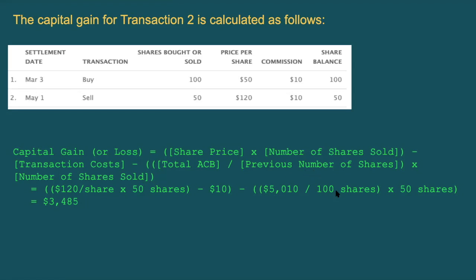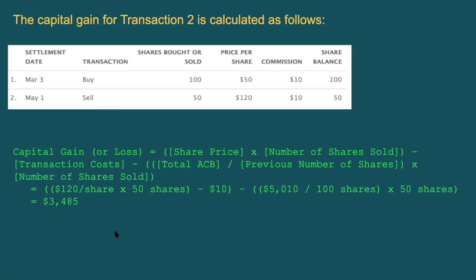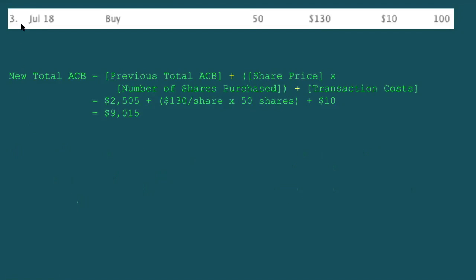So in our example, the share price was $120 multiplied by the 50 shares that were sold minus the commission fee minus the total ACB, which in the previous example was $5,010, divided by the previous number of shares, which previously we had 100 shares, multiplied by the number of shares sold, which is 50, and we come up to a total of $3,485. So that was the gain. So now we've calculated the capital gain from transaction number 2, as well as we have a new total ACB for transaction number 2. And so now we move into transaction number 3.